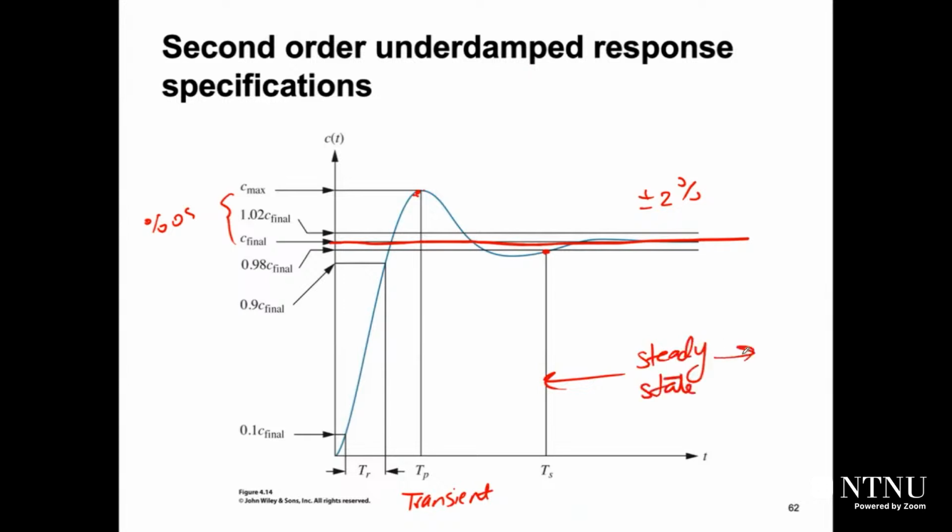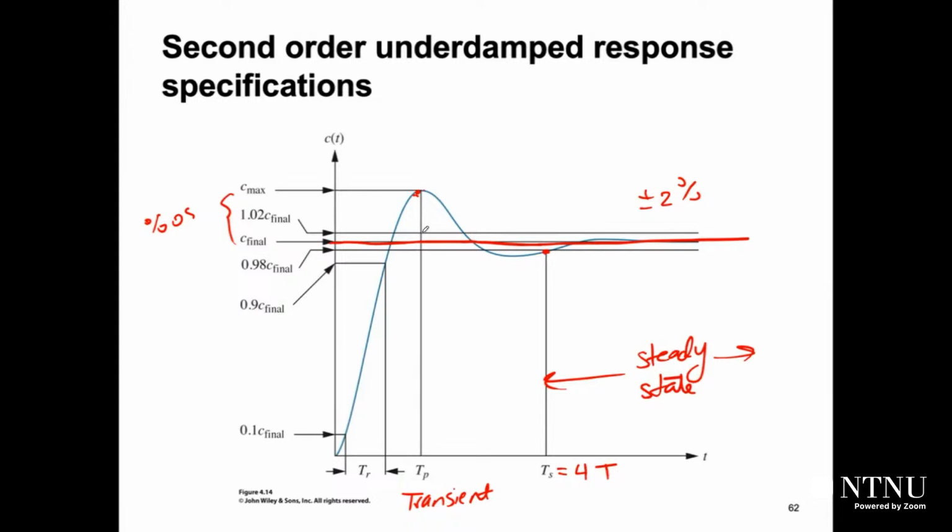Correct? So how can we define it? When our response is within plus minus 2% of the final value, or 98% of the final value, we can say that now we are in a steady state. So this is the settling time. Remember, settling time equals 4 time constants.